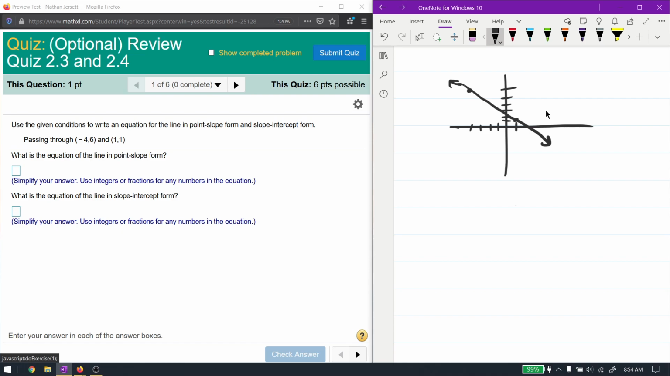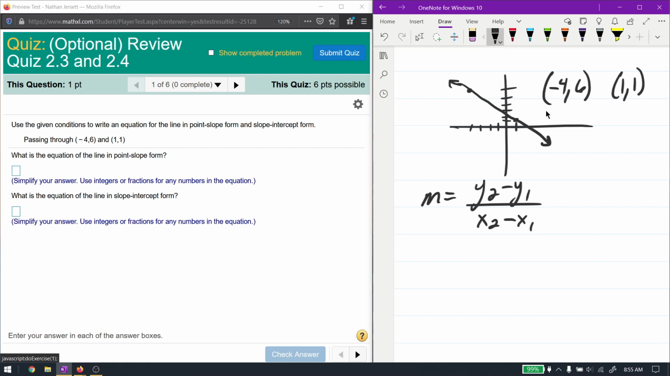So what we're going to do first is find the slope, and this comes from the slope formula. It's going to be y2 minus y1 over x2 minus x1. If it's not given to you, you can find the slope by using two points, which is given to us, and plugging them in here. So the first point is (-4, 6). The second point is (1, 1).